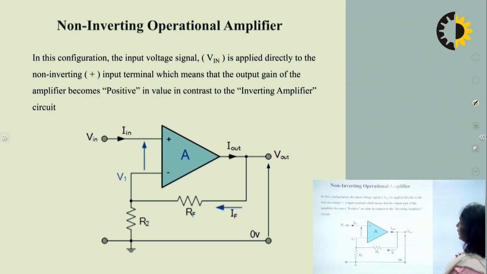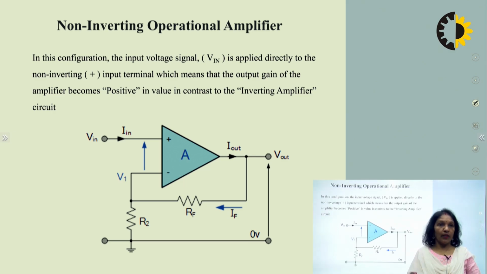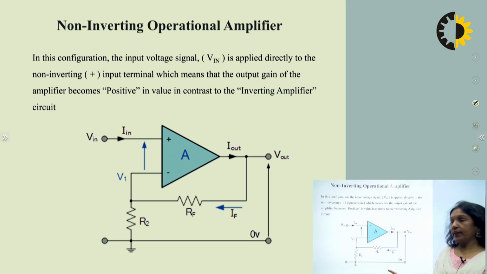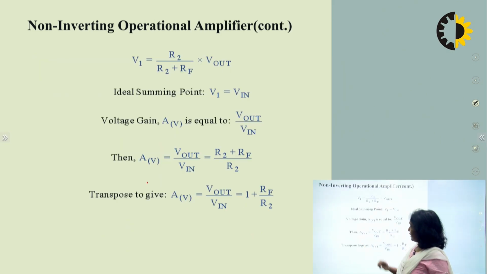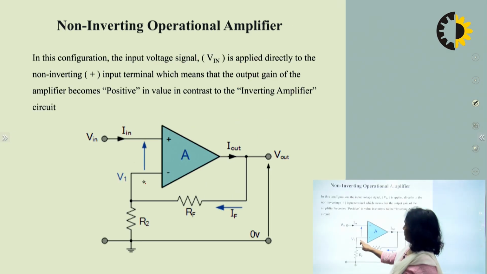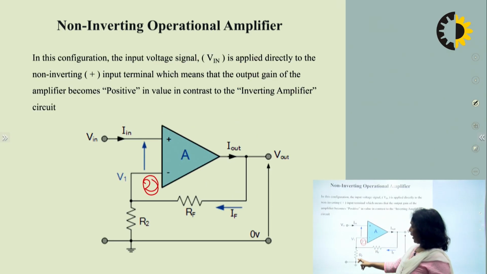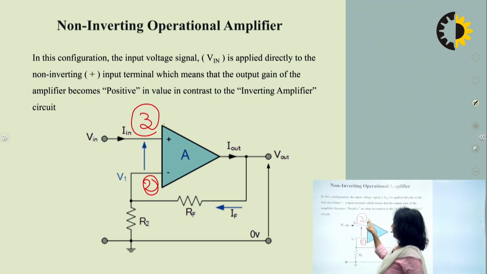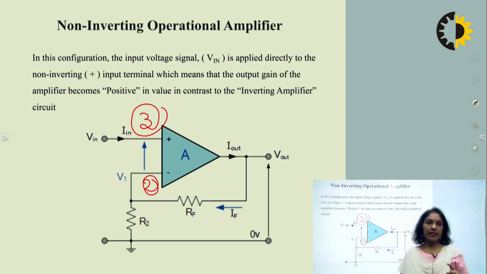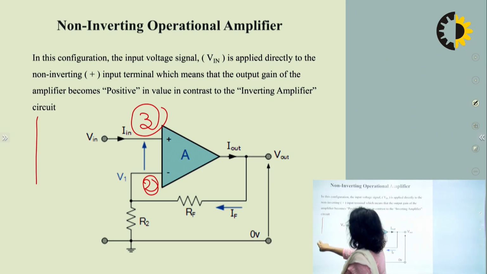Now, the next was the non-inverting amplifier. In the case of the non-inverting amplifier, this is exactly the same circuit as your inverting amplifier, but the only difference is that here the inverting terminal, that is pin number 2, is grounded through the R2 resistance, and the input signal is provided to the non-inverting terminal. Because the signal is applied to the non-inverting terminal, the output will be in phase with the input signal.